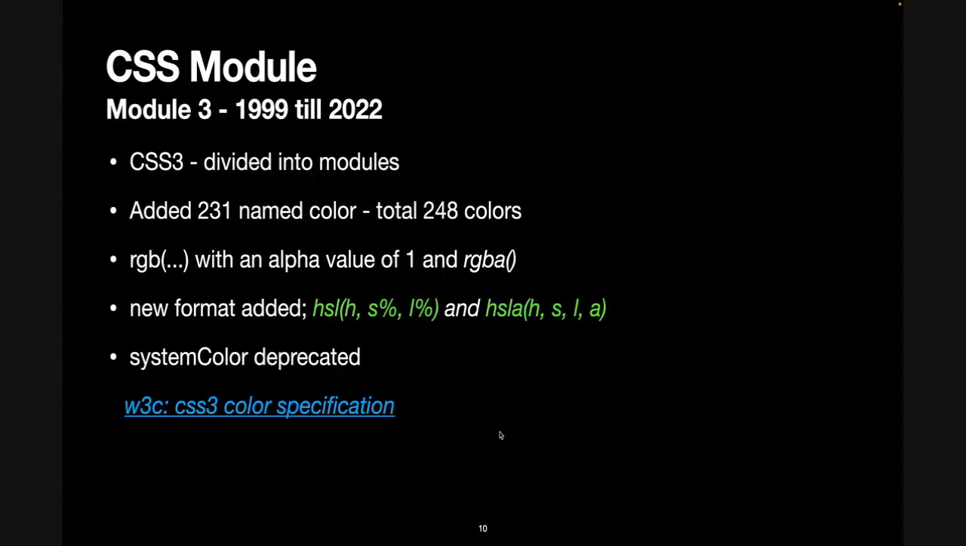So now there is also the alpha value. You use RGB or RGBA format. A new format is HSL, where you have to write the percentage. HSLA also, and the system colors were replicated.